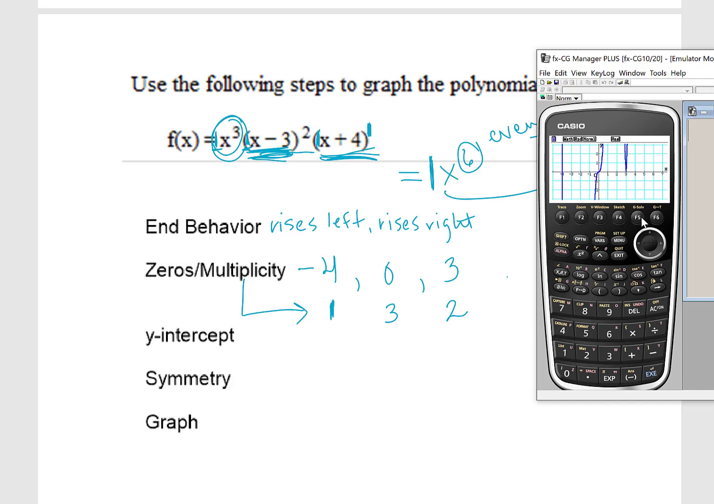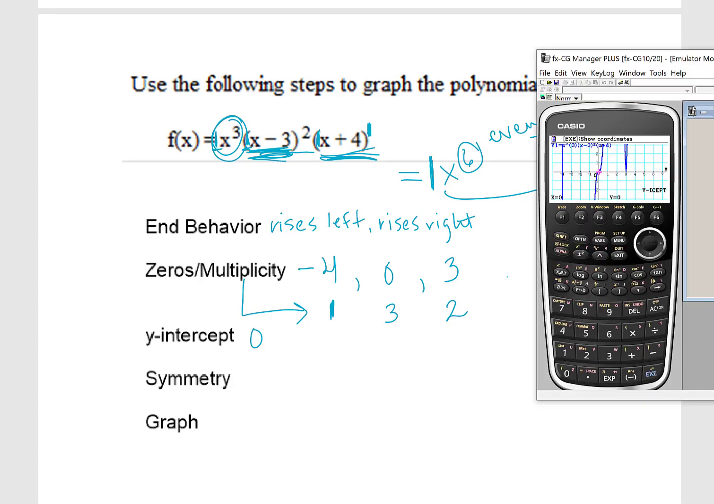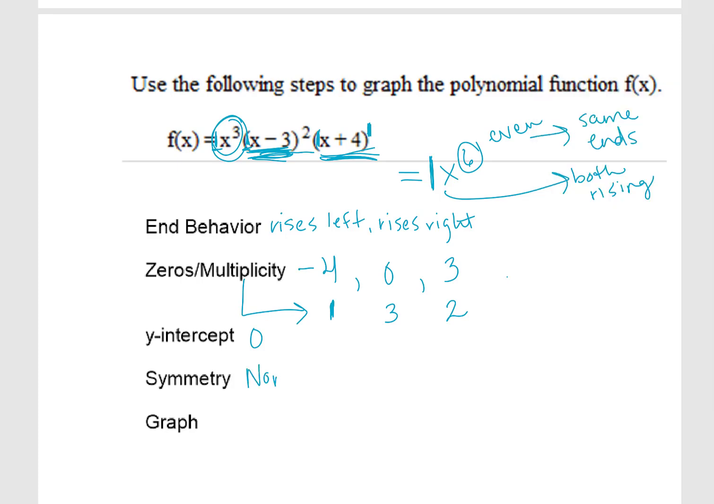Okay, y-intercept, G-solve F4 for y-intercept, 0. Is there symmetry? This is pretty clear that there's no symmetry. None. And then the graph that I'm looking for would be the graph that looks like this.